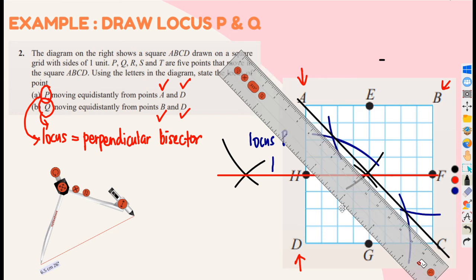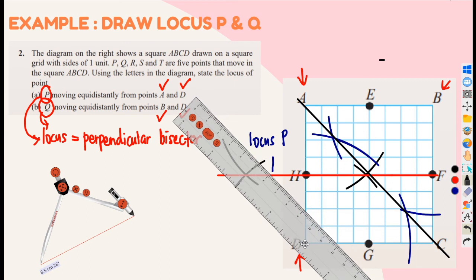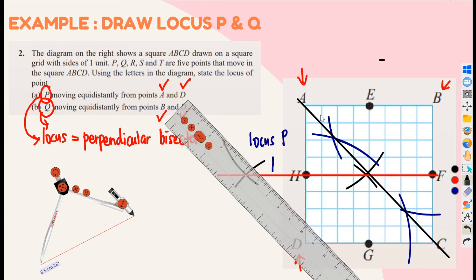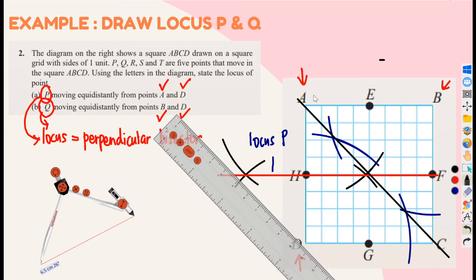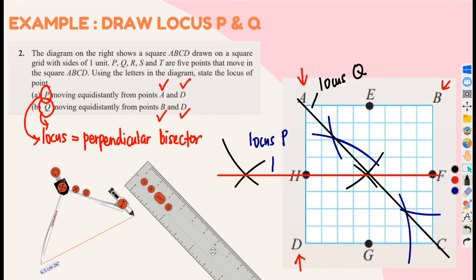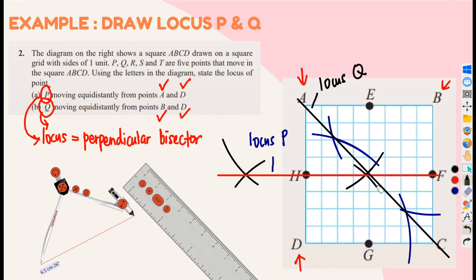As you can see here, this is the locus Q, sorry, this is the locus Q. These are two perpendicular bisectors.